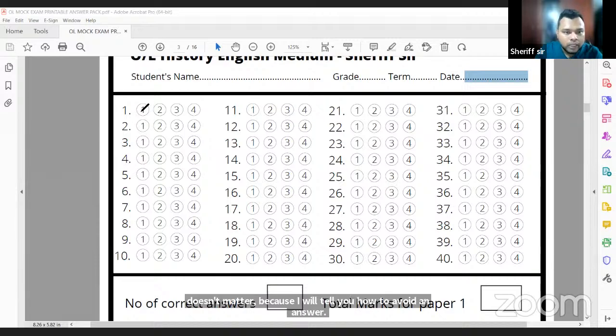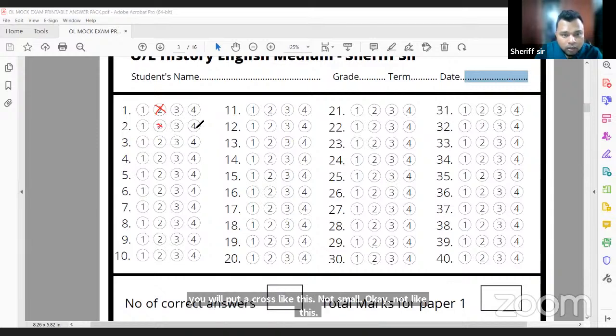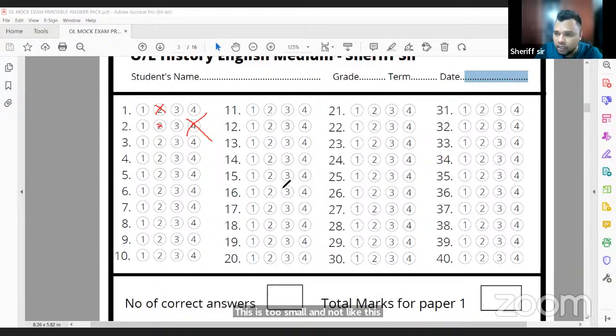Let's say the answer to the first question is number 2. You will put a cross like this, not small, not too small like this. It should be just covering the circle. Remember that very well. And no coloring. Don't try to color with dots and so on. This is not an arts paper. We are not checking your artistic or painting skills. Just put a cross. That's it.